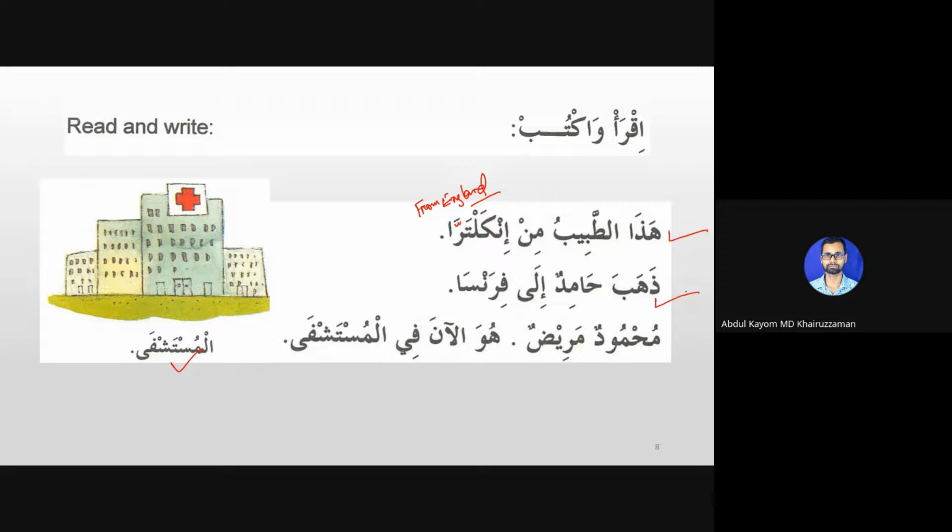Next one. ذهب حامد إلى فرنسا. Hamid went to France. ذهب means he went. When a word comes that has dhamma mostly, it becomes the doer. So ذهب حامد means Hamid went. Where did Hamid go? إلى فرنسا, to France. Next one.